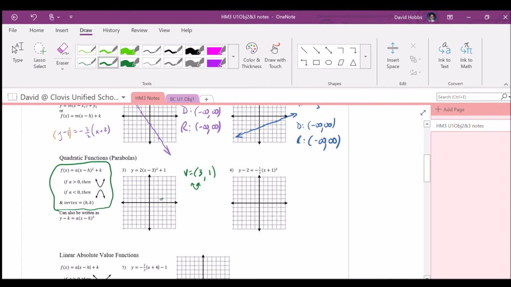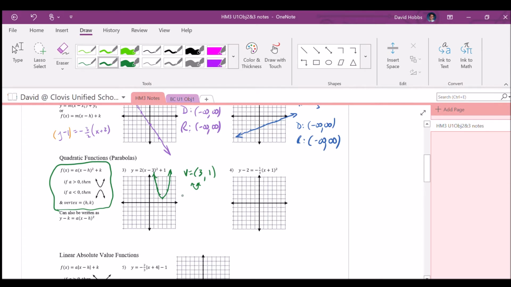Now, if I go 1 point to either side of the vertex, the a value tells me positive 2, so up 2. Now, remember, this is not a slope. It is a curve, so don't extend beyond doing that, but we can get a very quick and accurate enough sketch going on right there.